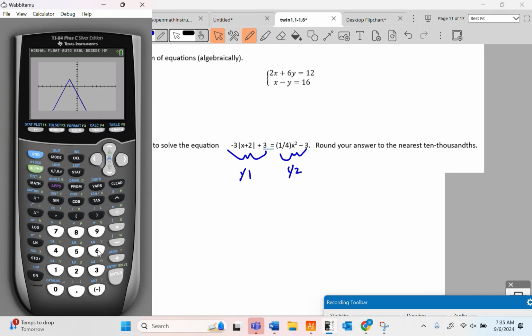There's your absolute value equation. And here comes your quadratic. And there are two answers to this thing. There are two of them.